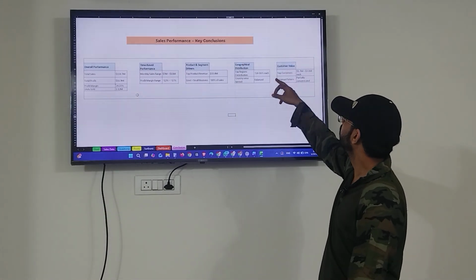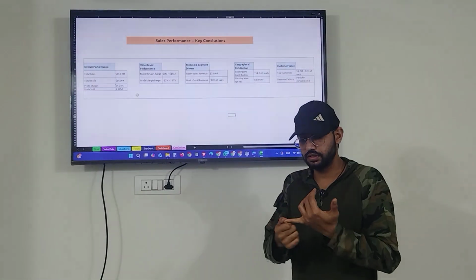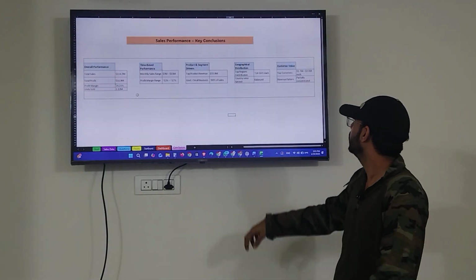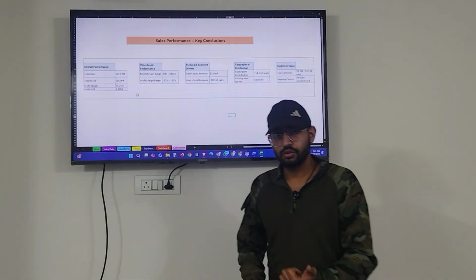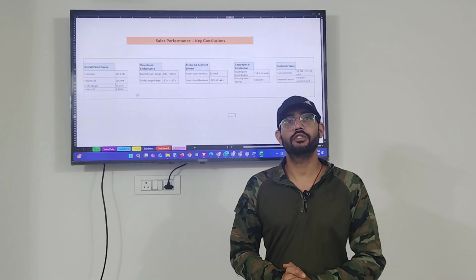Now customer value: each customer at the top was giving us almost 1.7 million to 2.1 million individually. Revenue is only partially concentrated. So this is the complete analysis of the sales dashboard of a bicycle company.